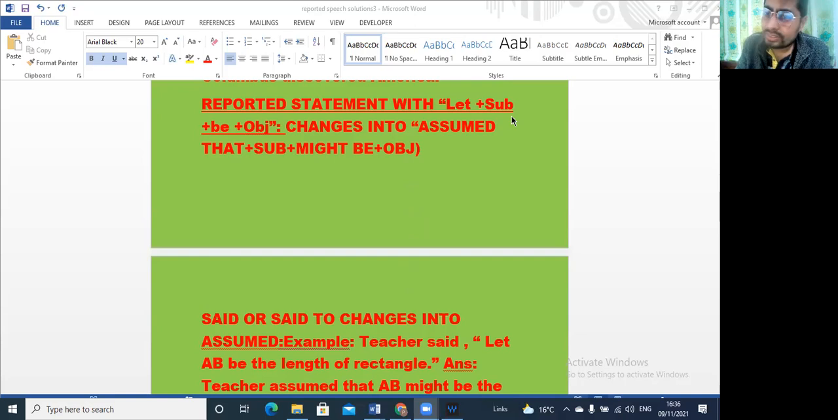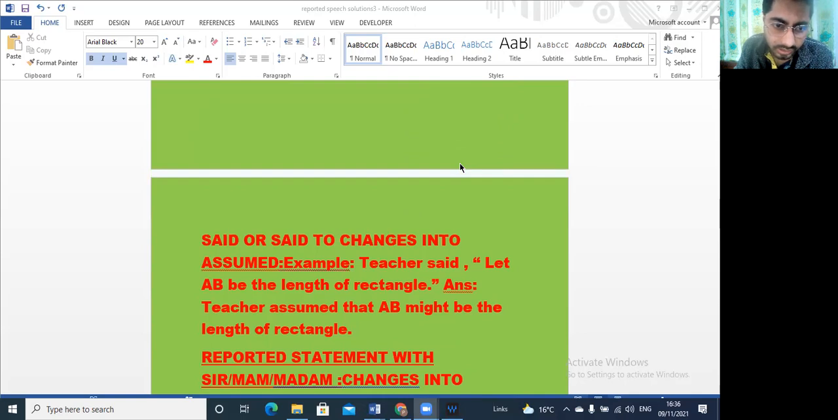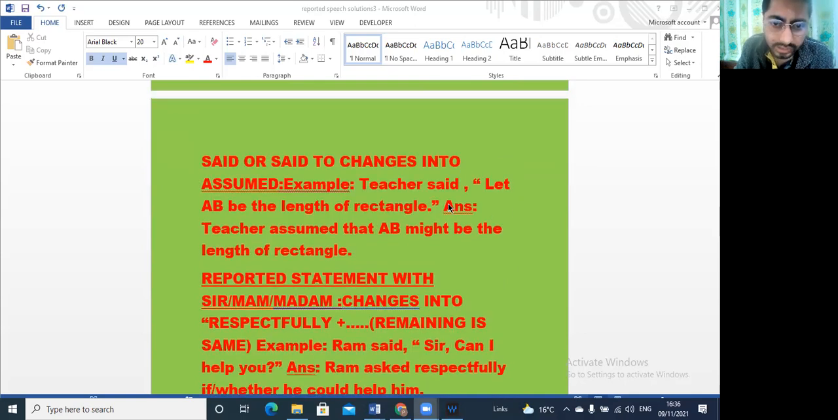Now, here the formula format should be touching your brain. Let's move quickly into this matter. Okay. Reported statement with let plus subject plus be plus object. Now let me start with an example over here. Teacher said, let AB be the length of a rectangle.